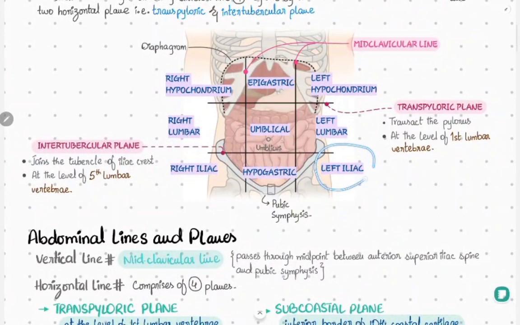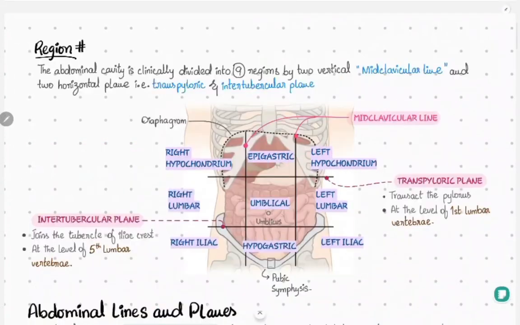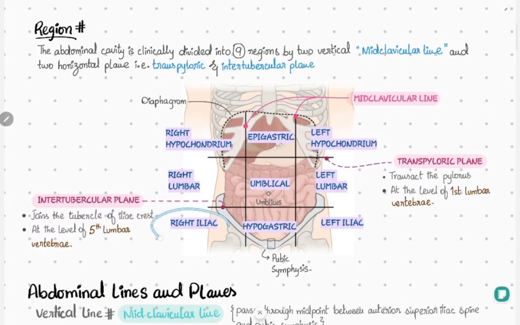Moving on to the left iliac region, comprising the sigmoid colon, left ureter, and the left ovary and fallopian tube in females. The right iliac region comprises the cecum, appendix, right ureter, and the right fallopian tube and ovary in females. The hypogastric region comprises the urinary bladder, uterus in females, small intestine, and part of the sigmoid colon.